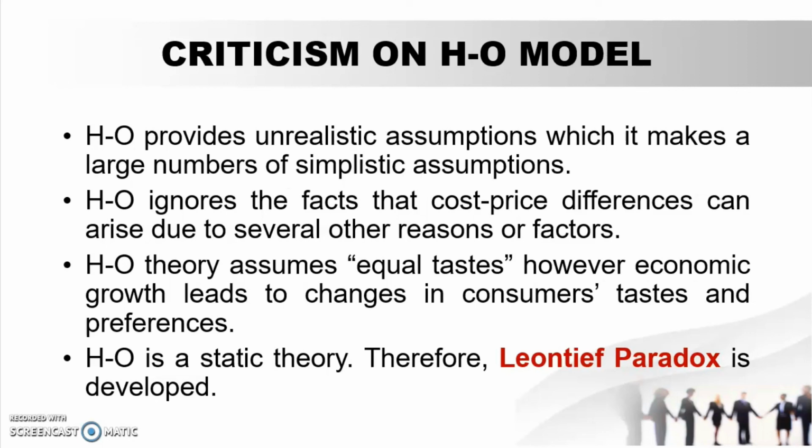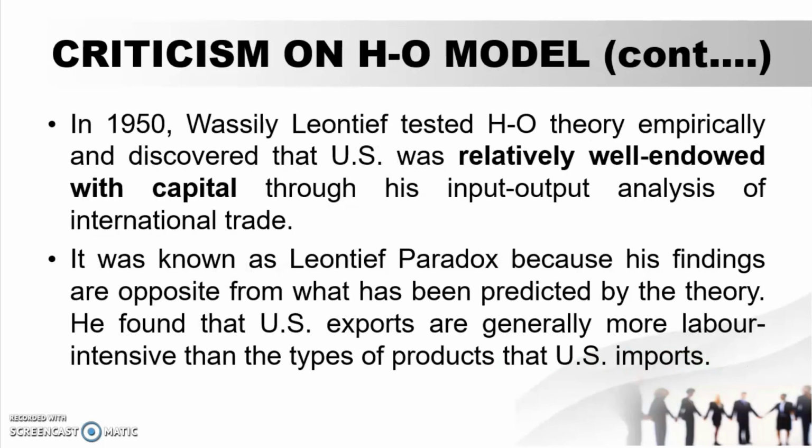Therefore, the Leontief paradox was developed. The Leontief paradox began in 1950, where Wassily Leontief tested HO theory empirically and, through his input-output analysis of international trade, discovered that the US was relatively well endowed with capital. It means that the US should export capital-intensive goods and import labor-intensive goods, but it became known as the Leontief paradox because his findings are opposite to what the theory predicted. He found that US exports are generally more labor-intensive than the types of products that the US imports.